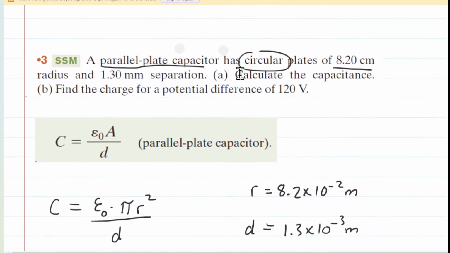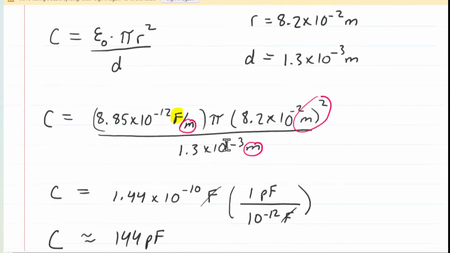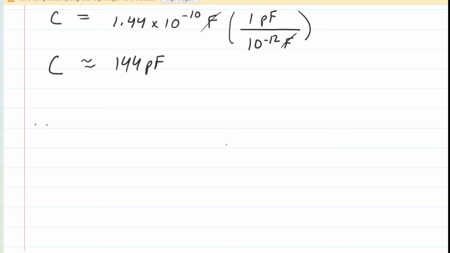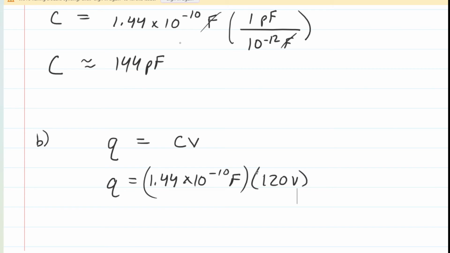In part B, we are asked to find the charge if the potential difference between the plates is 120 volts. So this is also a fairly straightforward idea because the charge stored on each plate, or the magnitude of charge stored on each plate, is going to equal the capacitance times the potential difference. So all we need to do is take the capacitance that we calculated earlier and then plug in also for the V, the potential difference, the given value, which again was 120 volts. So let's go ahead and do that.